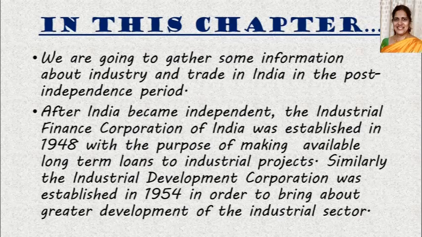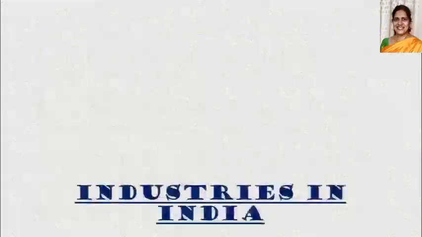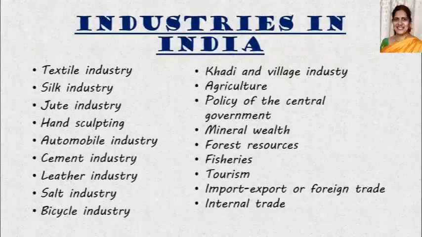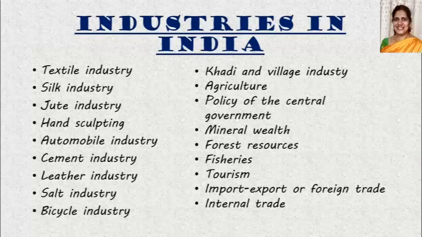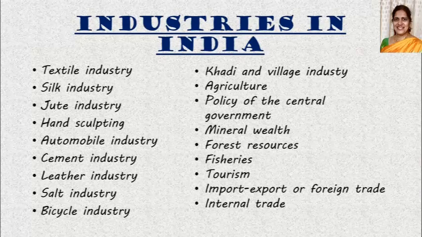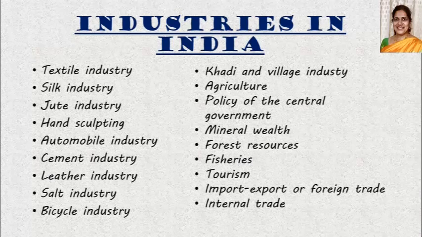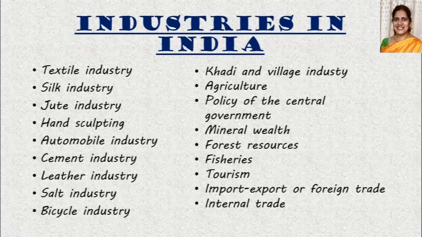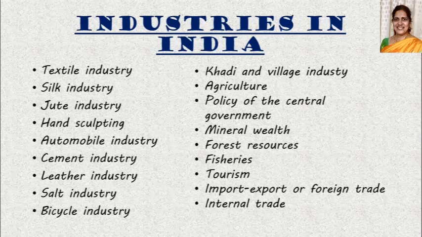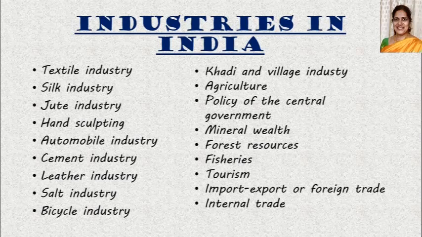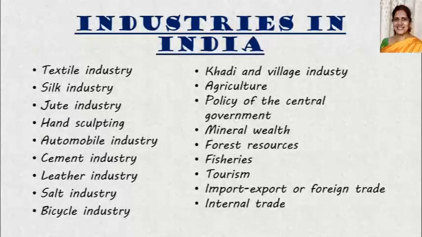Many of the industries got developed in our country since then, and they are as follows: textile industry, silk industry, jute industry, hand sculpting, automobile industry, cement industry, leather industry, salt industry, bicycle industry, khadi and village industry, agriculture, policy of the central government, mineral wealth, forest resources, fisheries, tourism, import export of foreign trade, as well as internal trade.